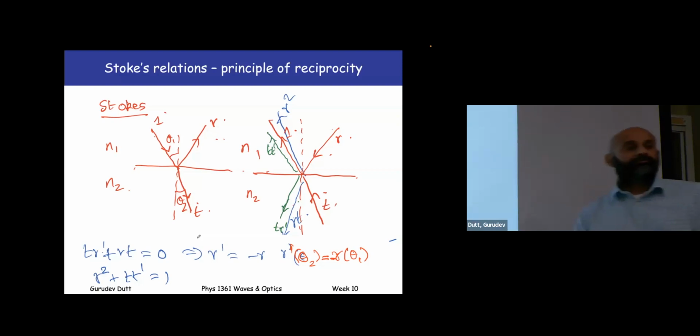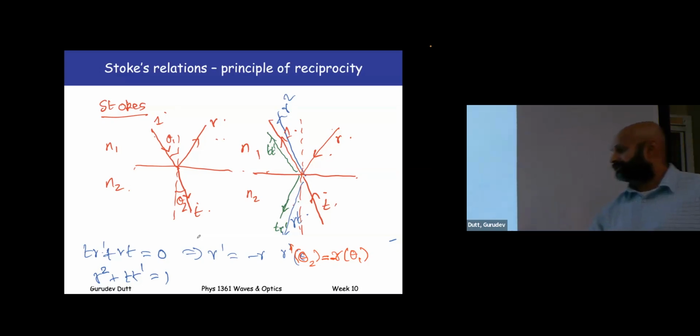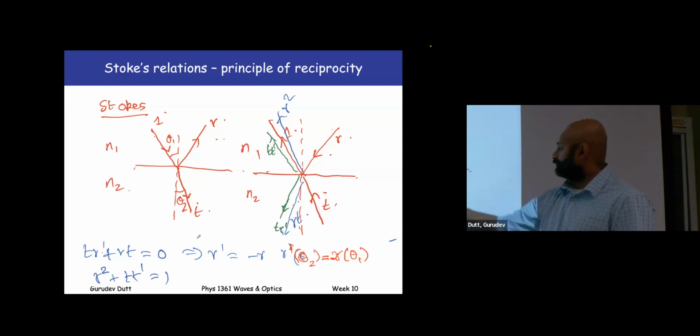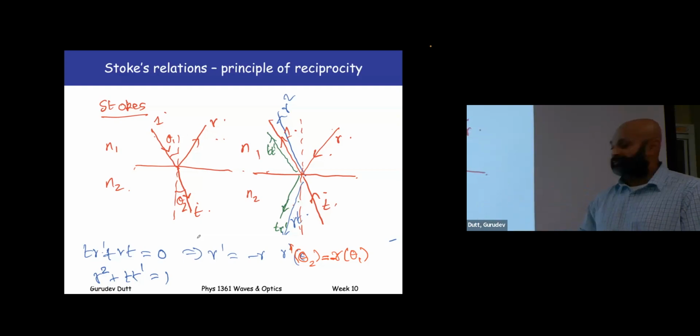So if you go back and look at the Fresnel coefficients for these situations, you would find that as long as you replace θ1 by θ2, then R prime θ2 will be equal to minus R θ1, but not if you kept it as θ1 at all times. So I'm not saying that there's no difference between the reflection from a beam going from N2 to N1 versus N1 to N2. There is a difference. But as long as you change the angles as well, you'll get the same answer. So this is the Stokes relations, and it's such a beautiful argument I had to tell you about it. Any questions on this?